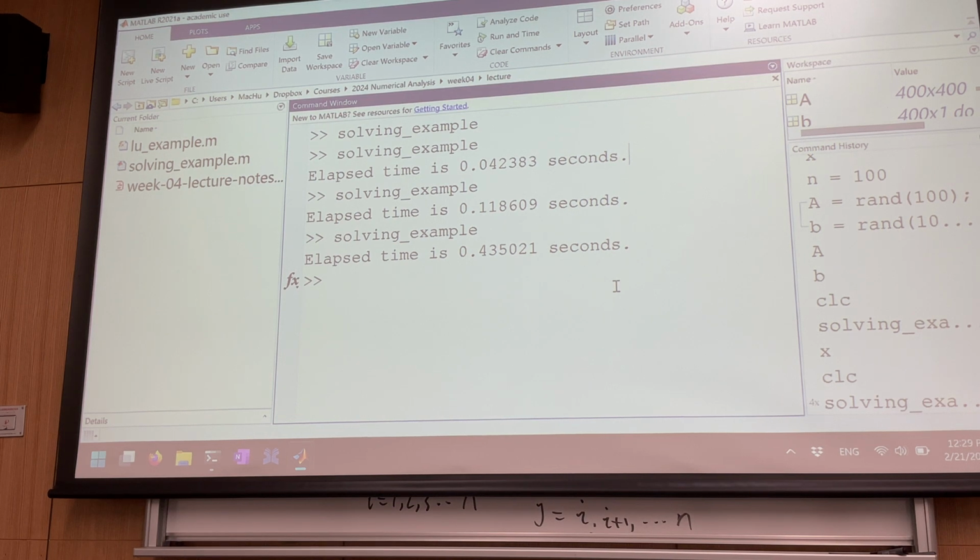Anyway, that's it for today. But try all this code and try this whole tic toc thing, and you can use that to time your code.